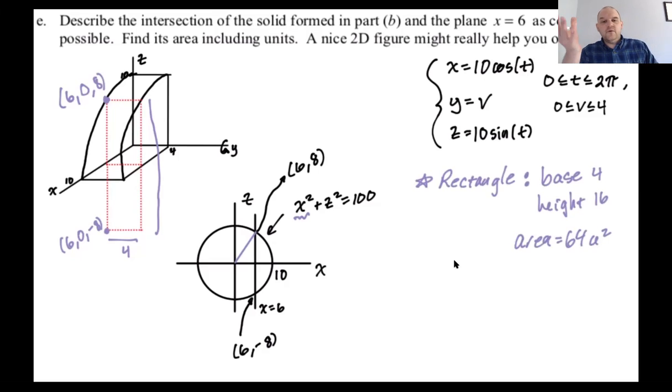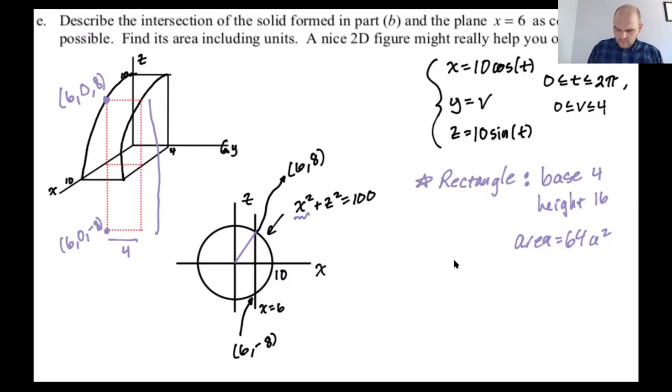And then I want to describe it. So let's think back to what I said. We know that x is equal to 6. That's not allowed to change. We know that y can be anything between 0 and 4. Look at the picture. You can see that. And then z is going to go from negative 8 to 8.